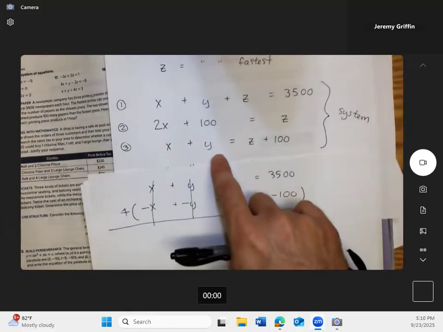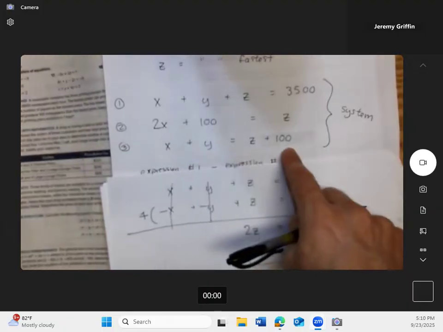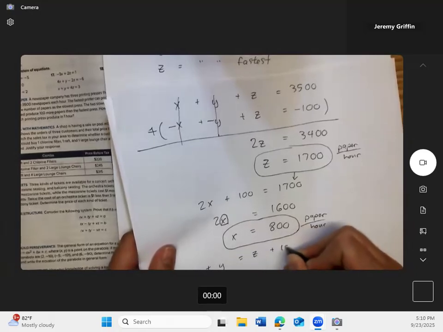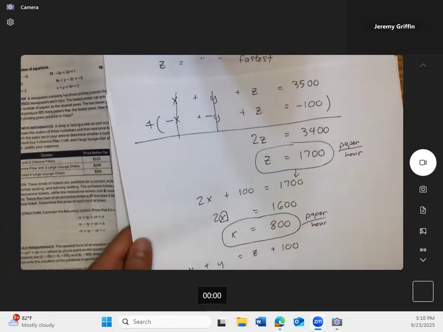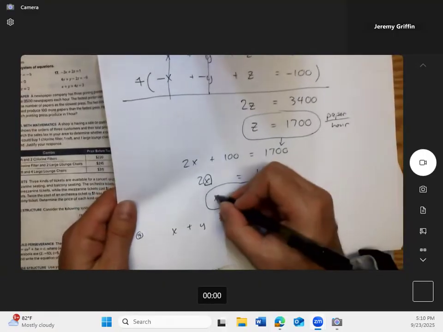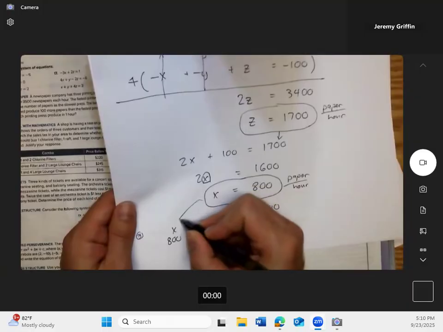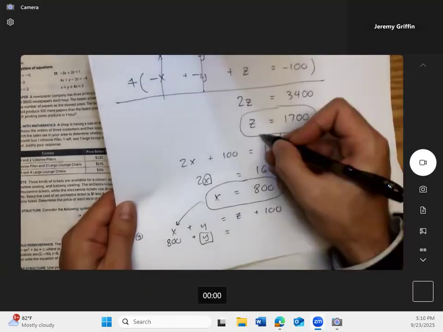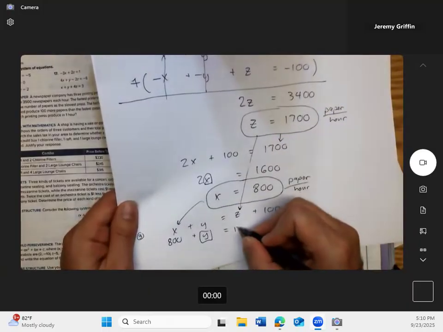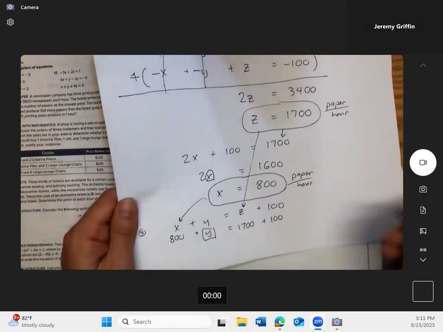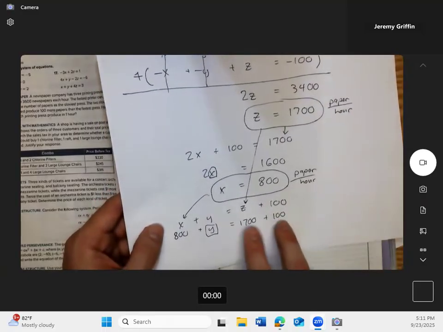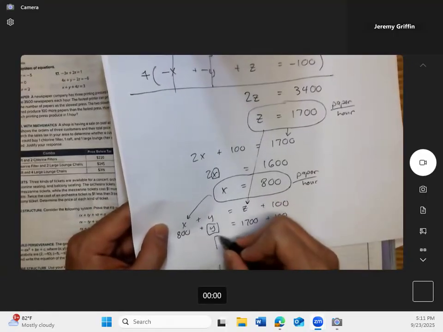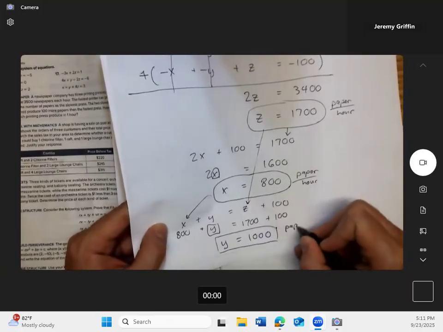How about this bottom expression? So I know x plus y equals z plus 100. That was my equation number 3, if you like. And I know what x and z are. So in place of x, I'll put 800. It goes right there. Now I don't know y. I'm still trying to solve for y. And in place of z, I'll put right there, 1,700. And then plus this 100 for the equation. So 1,700 and 100 is 1,800 minus 800. y is 1,000. That's papers per hour.